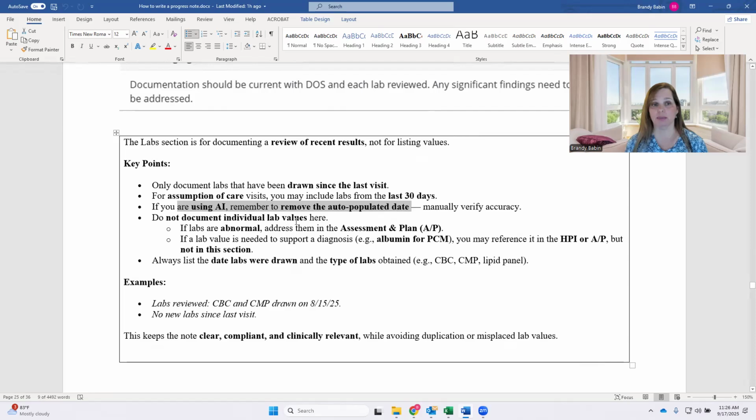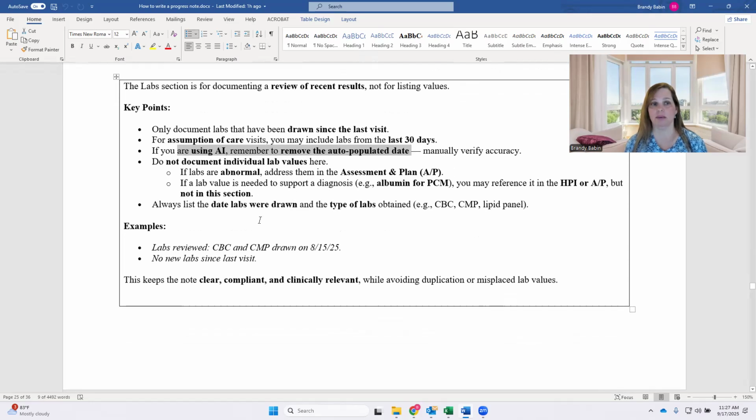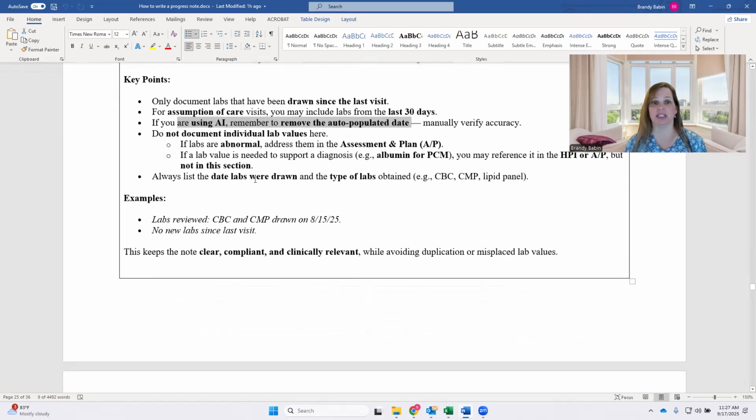Do not document individual lab values here. If the labs are abnormal, address them in your assessment and plan. If a lab value is needed to support a diagnosis, you may reference it in the HPI or assessment and plan, but not in this section. And then always list the date the labs were drawn. So if you reviewed them 3 days later, that's not the date. The date of service is the date the lab was obtained.